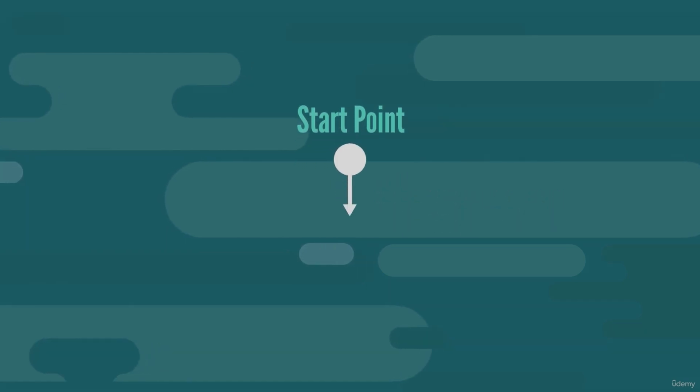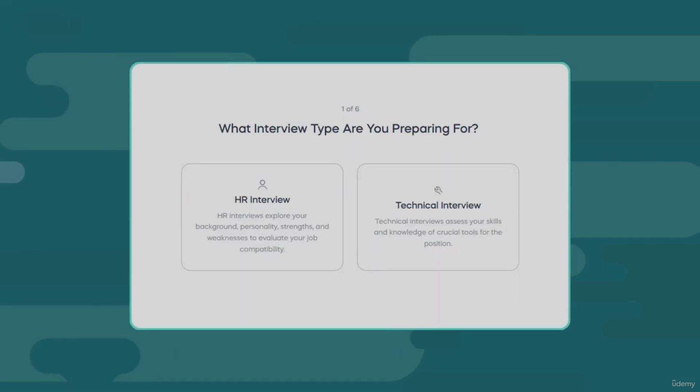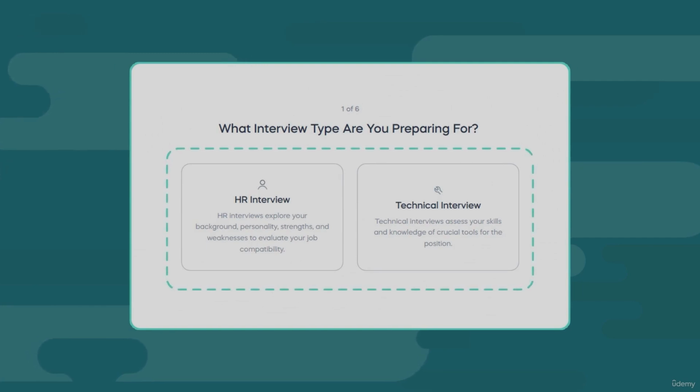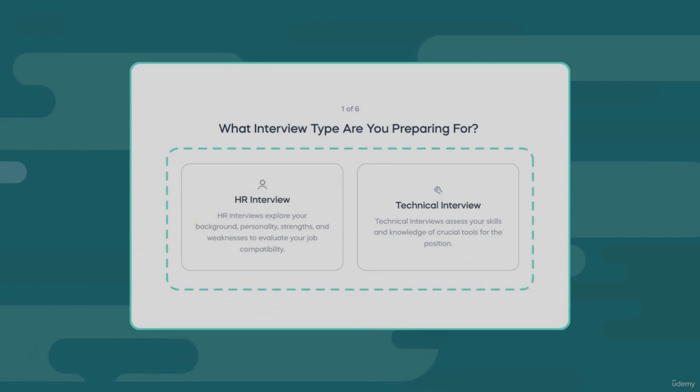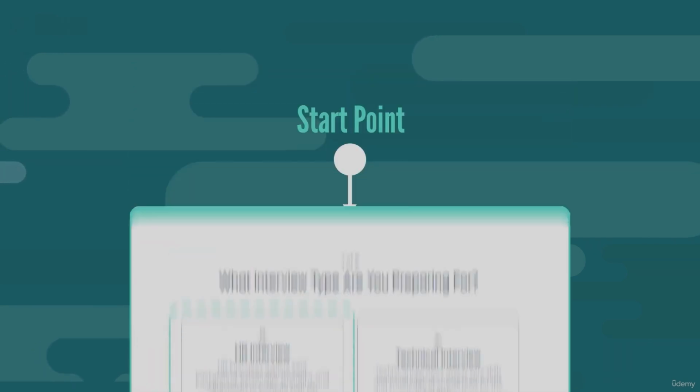Next, we draw an arrow, indicating that we're moving to the first activity. In the full version of the tool, this activity would correspond to choosing between an HR or technical interview. But as noted earlier, this course will focus only on the HR part of the data science interview. Given that the processes for both types of interviews are fundamentally identical, we can present this more focused and streamlined approach without sacrificing essential skills and knowledge.